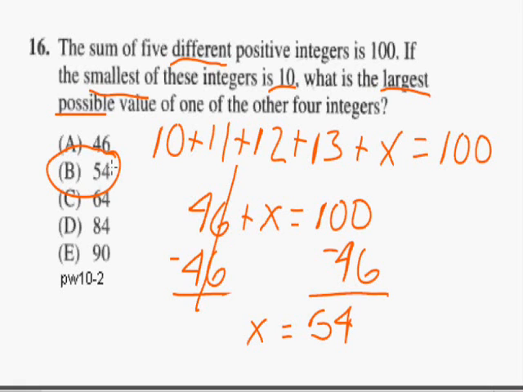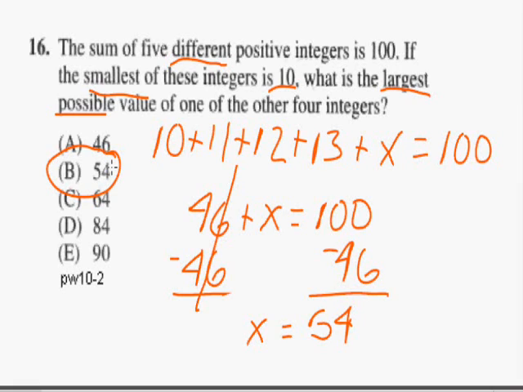So what are the steps in solving a word problem? Number one, know what you're being asked. So what is the largest possible value of one of the other four integers? Number two, break the problem into parts, and we did that while we were reading. We took that five different integers added up to equal 100, and the smallest is 10. Number three, translate those parts into an equation: 10 plus 11 plus 12 plus 13 plus x equals 100. Number four, use the equation to solve. And then finally, make sure we're answering the question that's being asked.